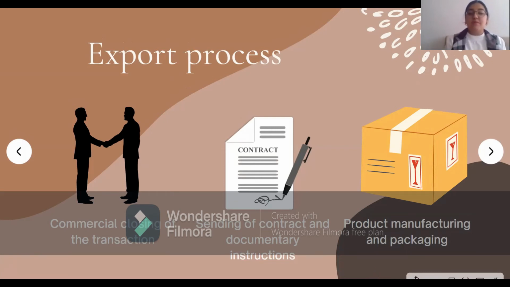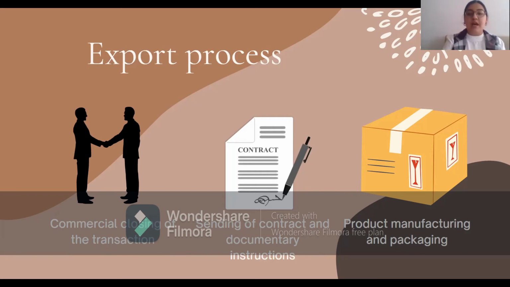This process can be divided into 10 stages, starting with number one, that is the commercial closure of the operation. The procedure of exporting a product begins when two or more companies from different countries reach a sale agreement for any product or merchandise. To do this, they agree on delivery conditions at a specific price.